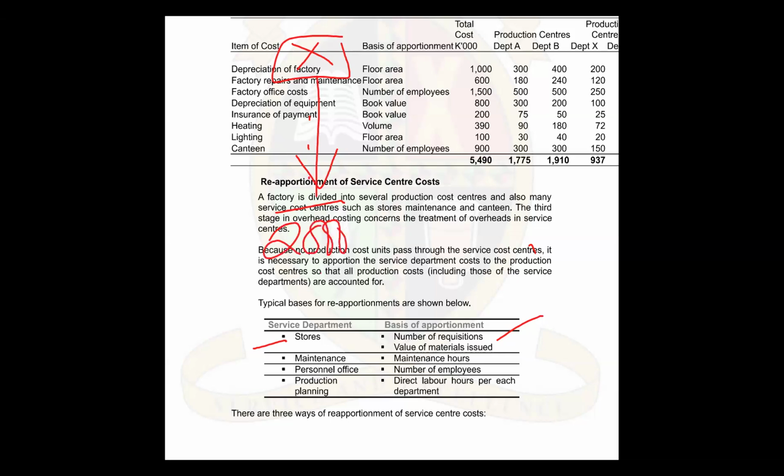Now, this 2,000 is under stores. What could be the best basis to use when you are taking this cost into the production centers, production centers A and B in our case? You have to use the number of requisitions, or if you don't have the number of requisitions, you could use the value of the materials used. That is if you have the stores department. The stores department is a supporting department. It's not a manufacturing or production center.